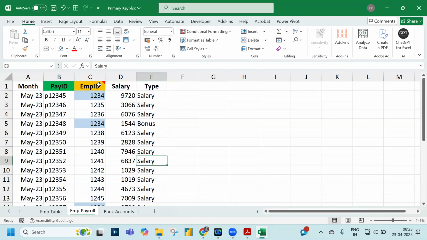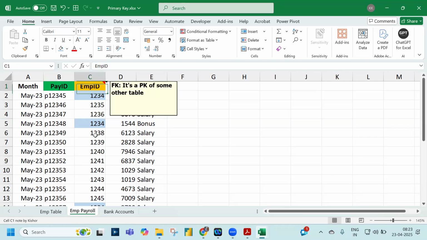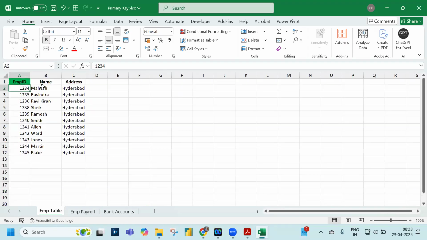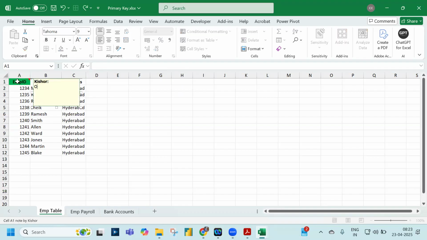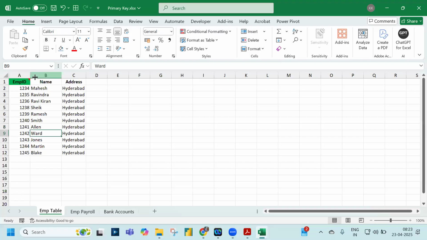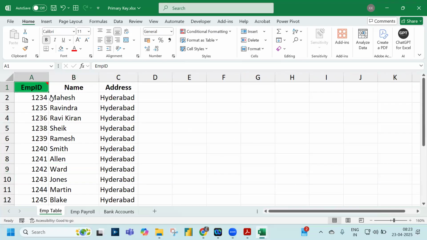Okay, so if you are looking at employee ID here, it is a foreign key and it's a primary key of some other table. Which table? Here it is in the employee table. So 1, 2, 3 for Mahesh, Hyderabad location, and this is a primary key here. Don't think that if something is an ID, it's always a primary key. It always depends on the table. Remember this, very, very important before we start building the Power BI models. We need to look at these things.